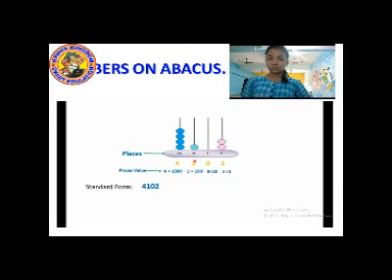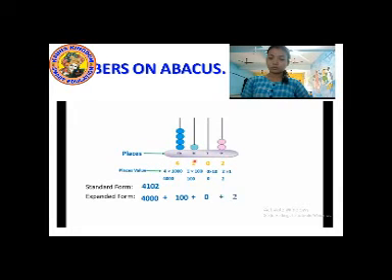Now let's find the product. So 4 multiplied by 1000 is 4000. 1 multiplied by 100 is 100. 0 multiplied by 10 is 0. When you multiply 0 by any number, the product is always 0. 2 multiplied by 1 is 2. Let's write the expanded form of this numeral. Expanded form, as we have studied, is nothing but the sum of all place values. So the expanded form will be 4000 plus 100 plus 0 plus 2.